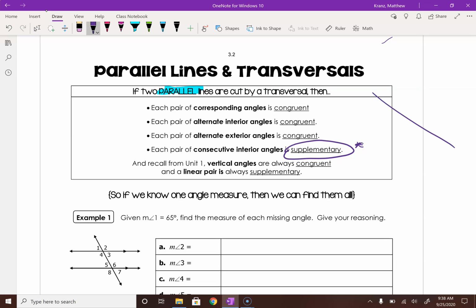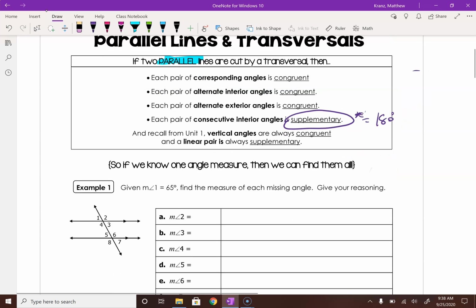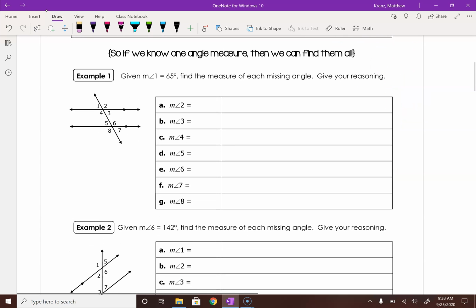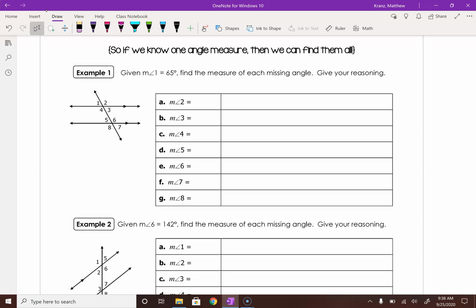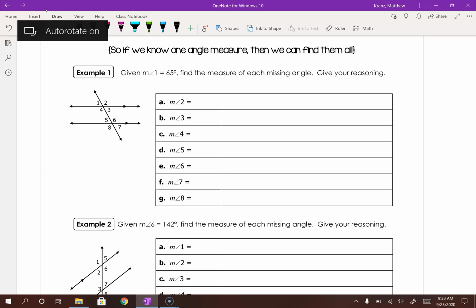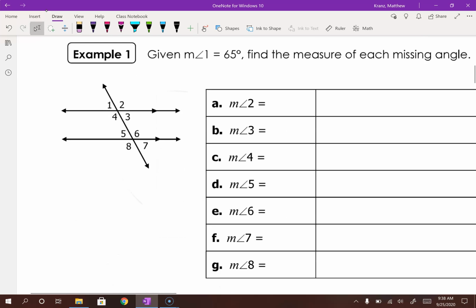So vertical angles, in this case, would be these angles here, or those angles there. Those are always congruent. And a linear pair is always supplementary. So when you have these two angles here, they equal 180. So remember that this equals 180 degrees. All right, now we're going to go ahead and fill in our angles here. We're not even going to worry about filling in what's going on in this chart.